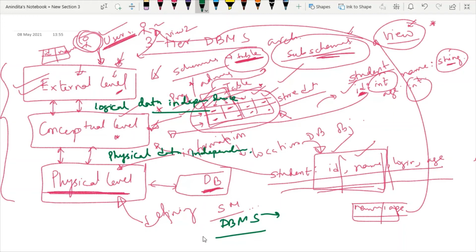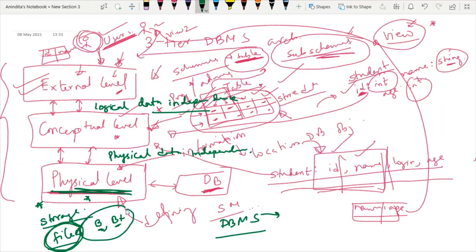Say, whenever I am discussing the physical level, this level deals with the storage. Storage means what kind of file it is using for storing database information. I am giving you one example. Say, for some reason, I am modifying the file organization. Previously, I was using B tree file organization, but right now I am using B plus tree file organization. So my point is that at the physical level, I am modifying the file organization.